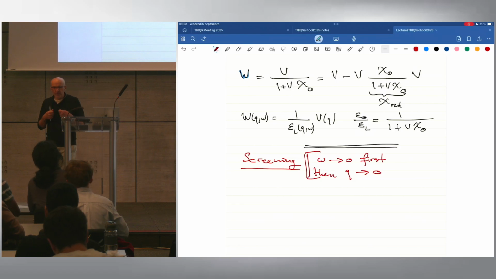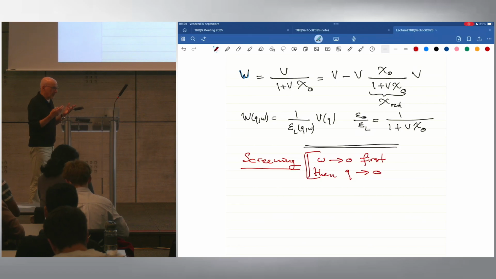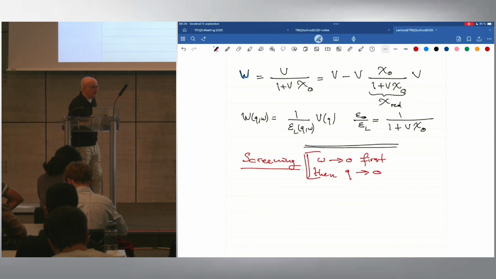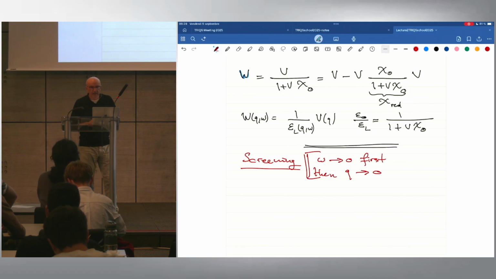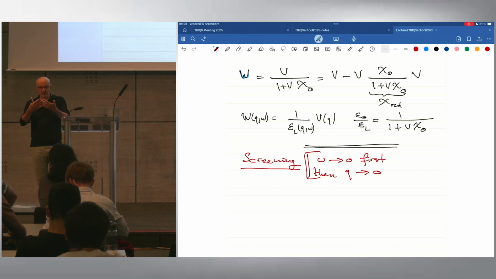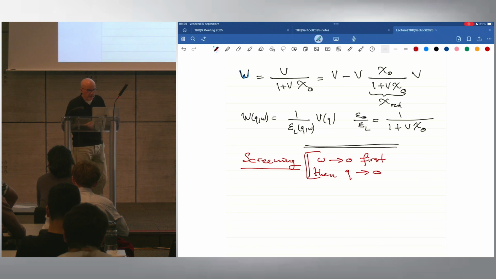When you compute a two-particle correlation function in general as a function of Q and omega, the limits Q going to 0 and omega going to 0 actually don't commute. They correspond to physically different processes. And here, if you want to describe the physics of long-distance screening, you first have to take the long-time limit, omega goes to 0, and then Q goes to 0.